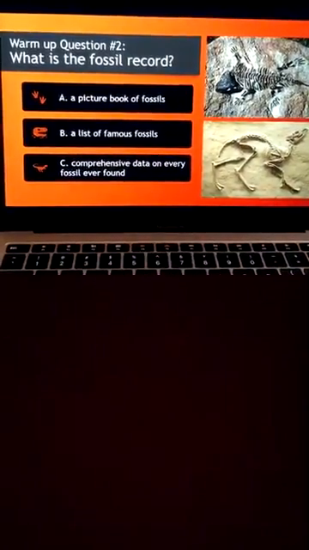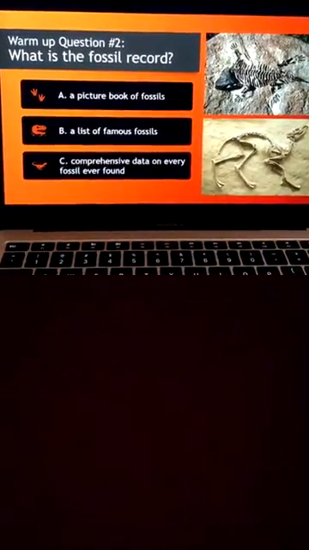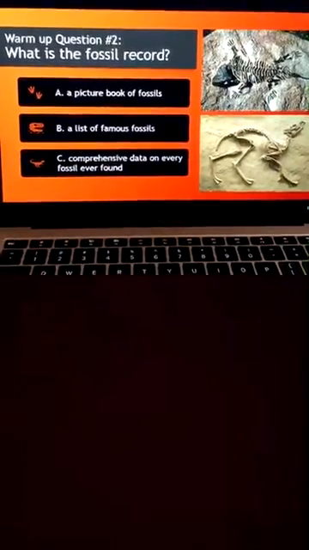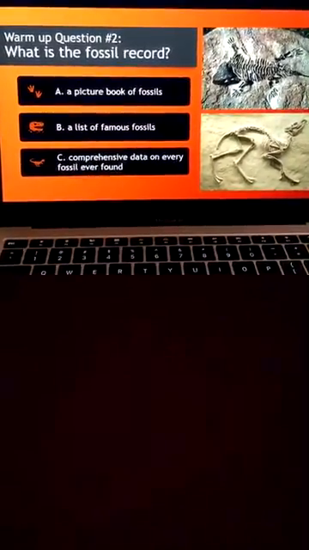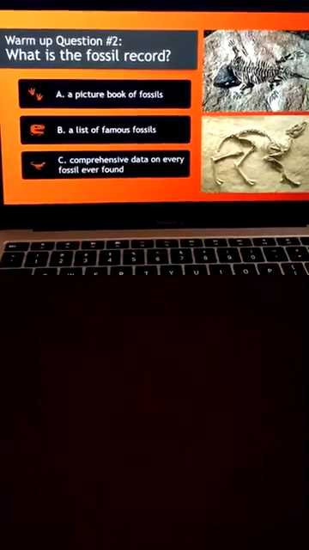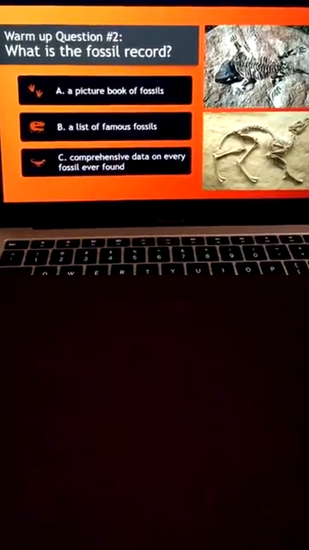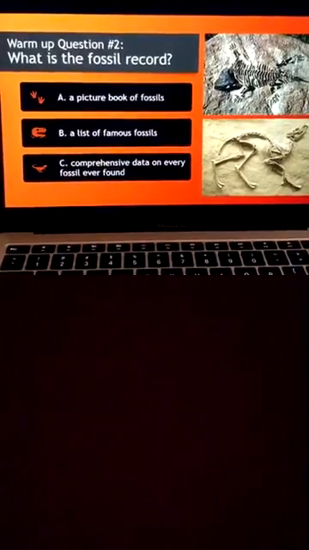Question number 2, what is the fossil record? What answer did you have? I had C. You had C. That is correct. A comprehensive data on every fossil ever found. The fossil record, again, has information on every fossil that's ever been discovered, and it helps us to kind of trace and track down where things came from and what lived on Earth.